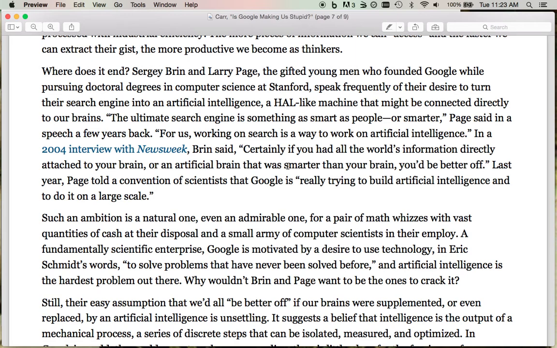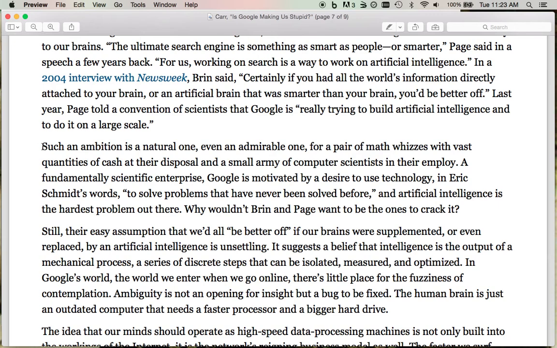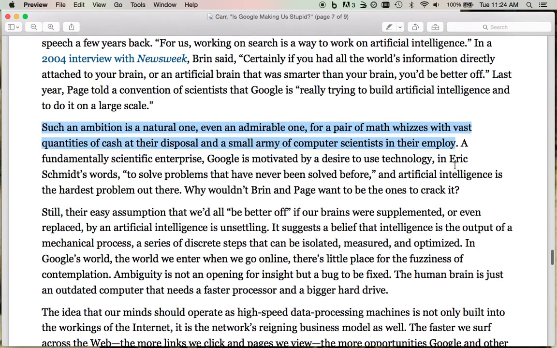Again, the way that he describes some of what Google's doing sounds on the surface like it might be exciting and positive, right? And we can see Carr making that kind of concession here when he says such an ambition, this ambition to basically create a kind of artificial intelligence with Google, he acknowledges, is a natural one, even an admirable one, for a pair of math whizzes, he's talking about the Google people here, with vast quantities of cash at their disposal and a small army of computer scientists in their employ.